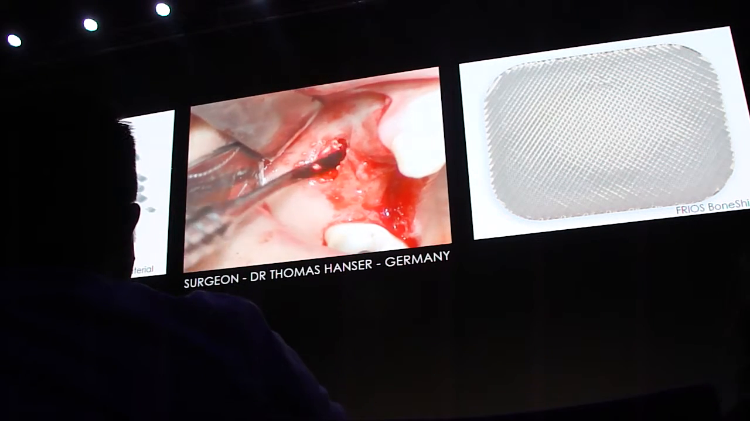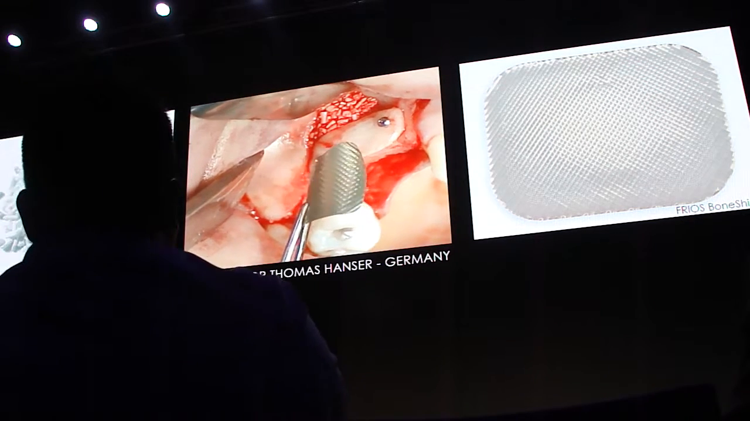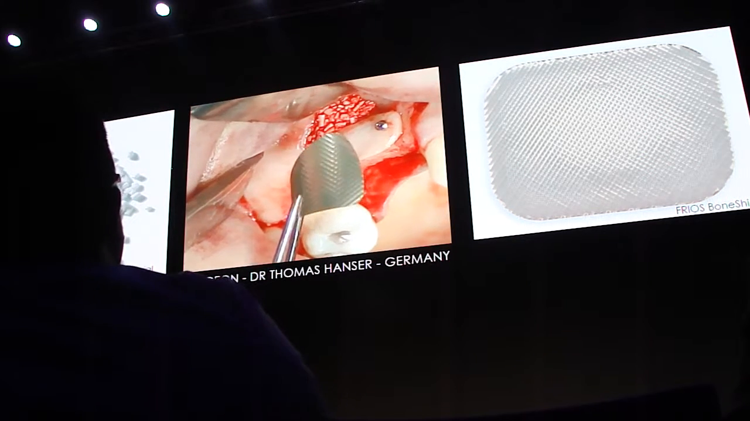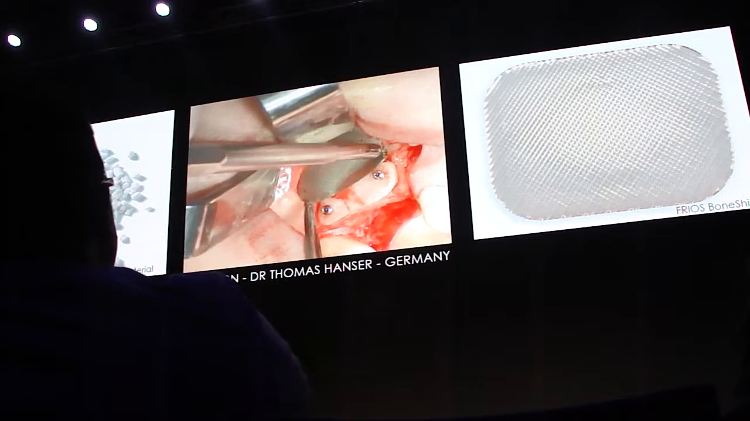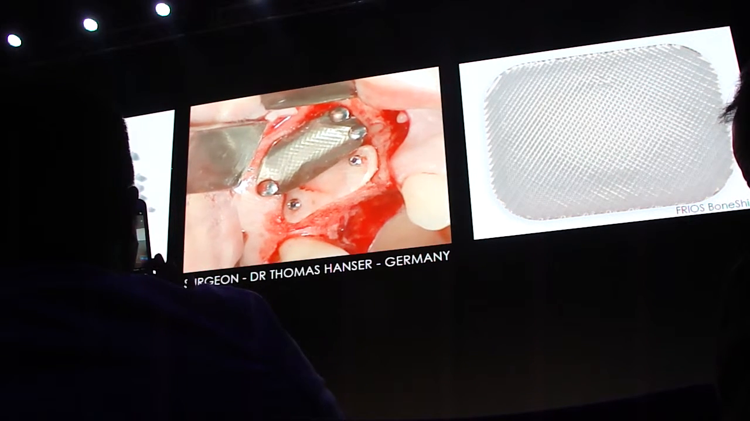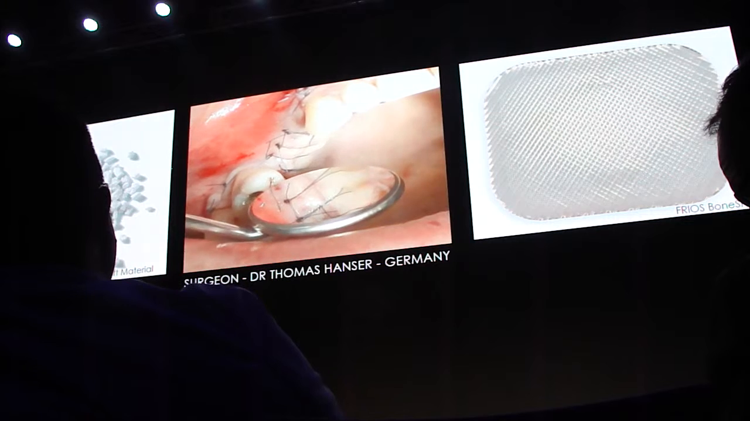Of course, to be successful in a grafting procedure and to avoid complications, we need to stabilize this grafting area. And due to the fact that she is a vegetarian and denied any animal products, we use this beautiful titanium membrane, which can be beautifully shaped anatomically and stabilizes the graft, which is essential to be successful in a grafting procedure.